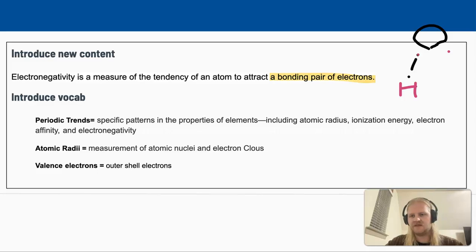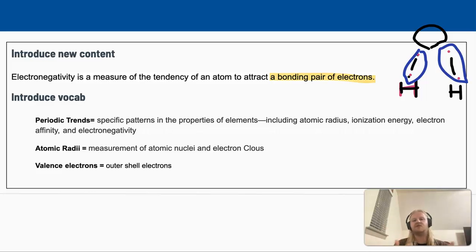So let me make these magenta. Okay, I have my other hydrogen. Okay, so our bonding pairs are right here. So this is one bonding pair, and this is another. Okay, so electronegativity is the tendency of an atom to attract a bonding pair of electrons. When I say attraction, I mean that they're pulling the other atom's valence electron in.